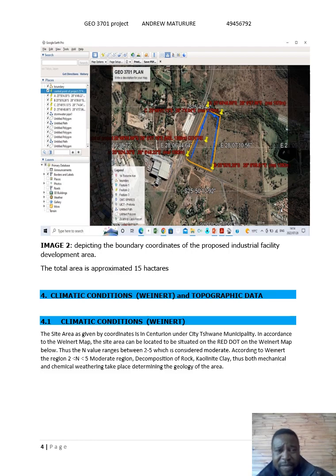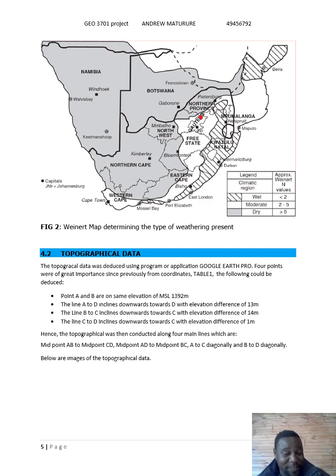Let's move on to climatic condition, which is item number 4. According to Wayne, the climatic conditions here were identified as wet conditions. So it's moderate wet conditions, in the range 2 to 5, according to Wayne information. So here we expect chemical and mechanical weathering to be happening.